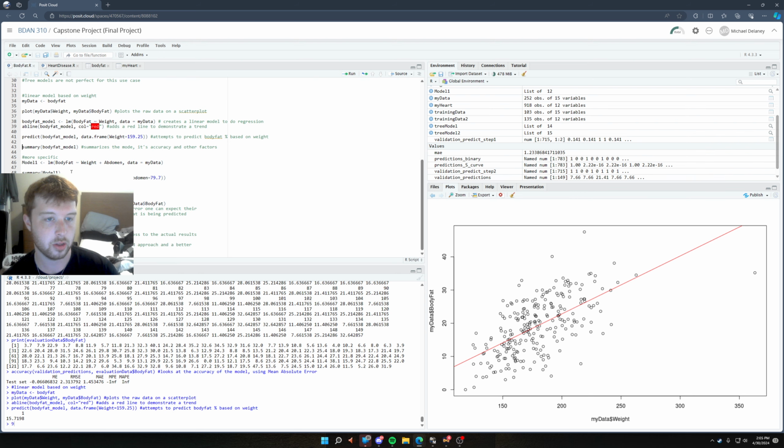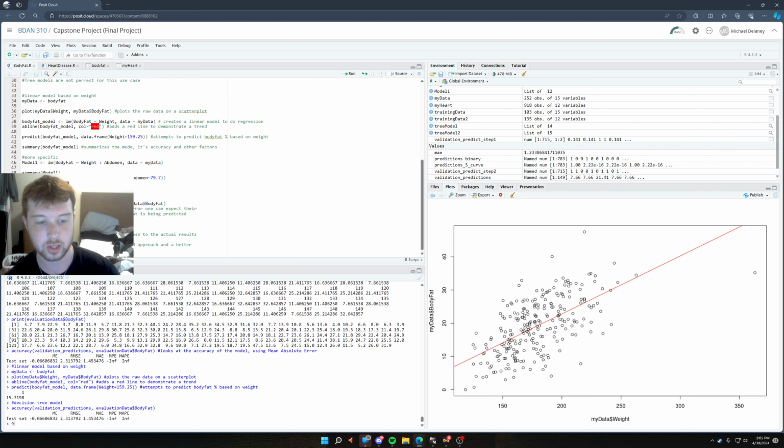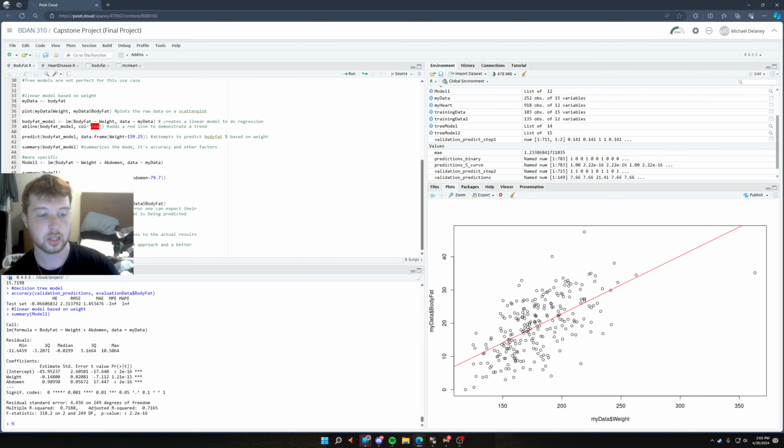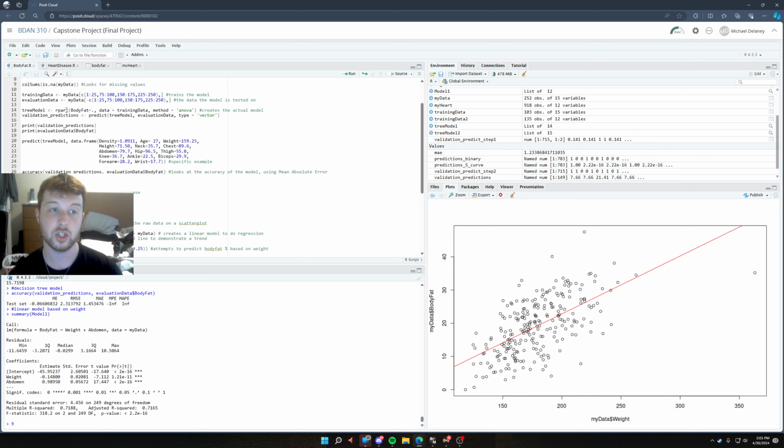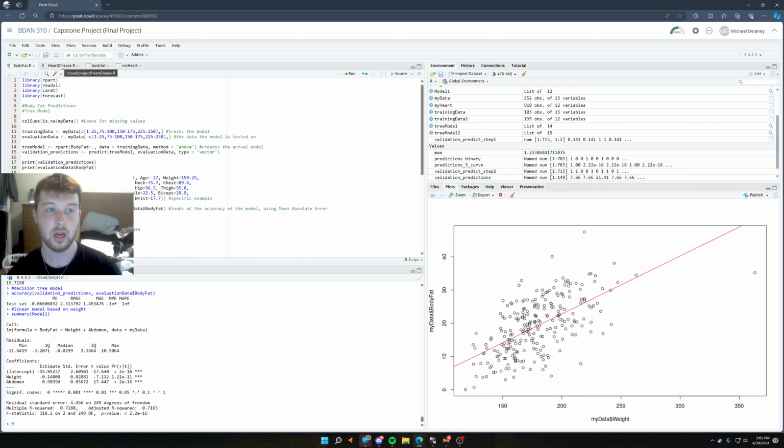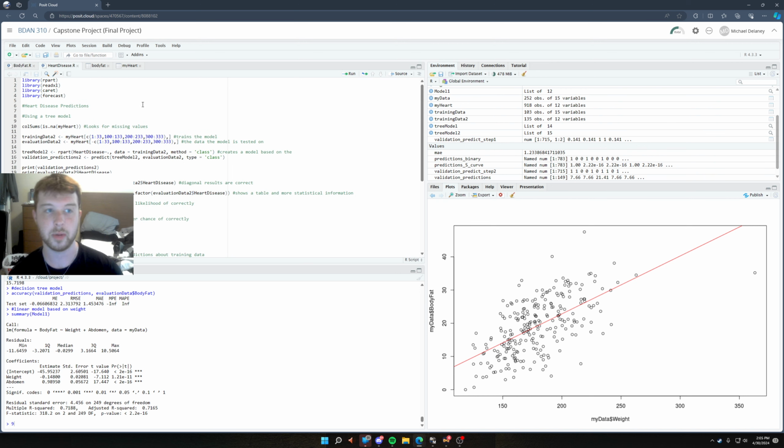And if we compare the two models, we can see that with the MAE being 1.45 and the summary of the other model, this one is dealing more so along with the standard error of 2.6. So in this case, the tree model is actually a better model for the body fat prediction.